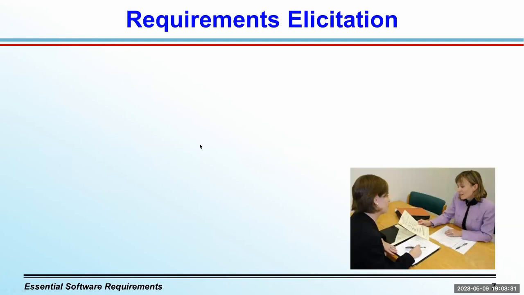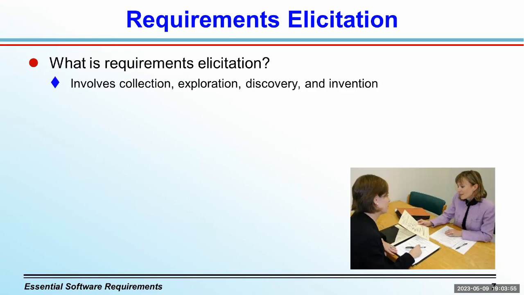So let's move on to say a few words about requirements solicitation. The first step in dealing with requirements is to get some. People often speak of gathering requirements, but I don't like that term and I try to avoid it. It's not just a simple collection process. A better term for this activity is requirements elicitation. Elicitation includes collection, yes, but it also involves requirements exploration, discovery, and even invention.